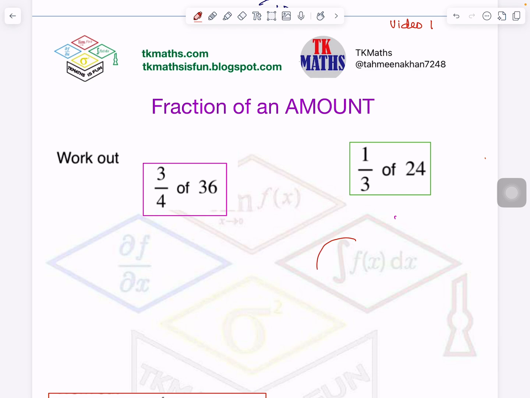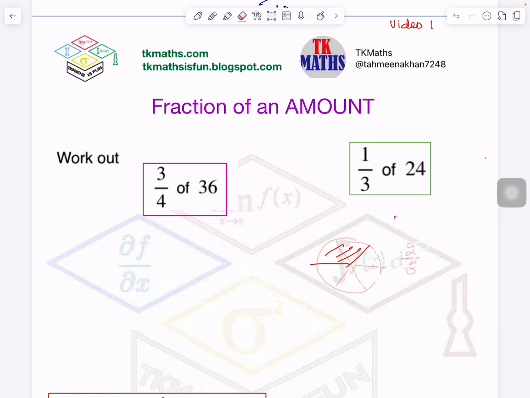So suppose you have a pizza and there are 1, 2, 3, 4, 5, 6 pieces. Imagine they are equal and you eat 2 pieces. So you will say 2/6 of the pizza is eaten, right? 2/6, or you can say 2 out of 6 pieces are eaten.